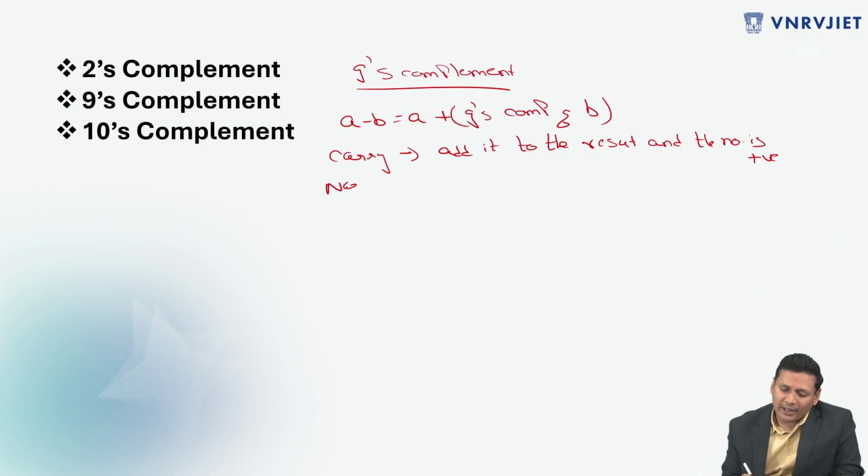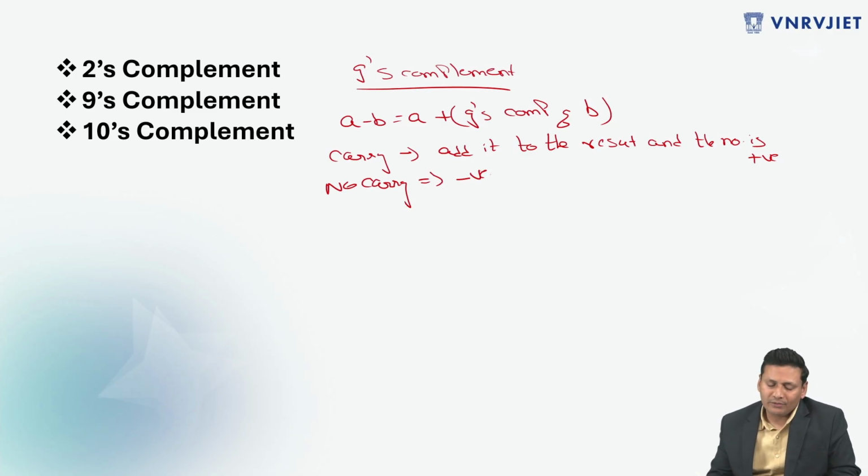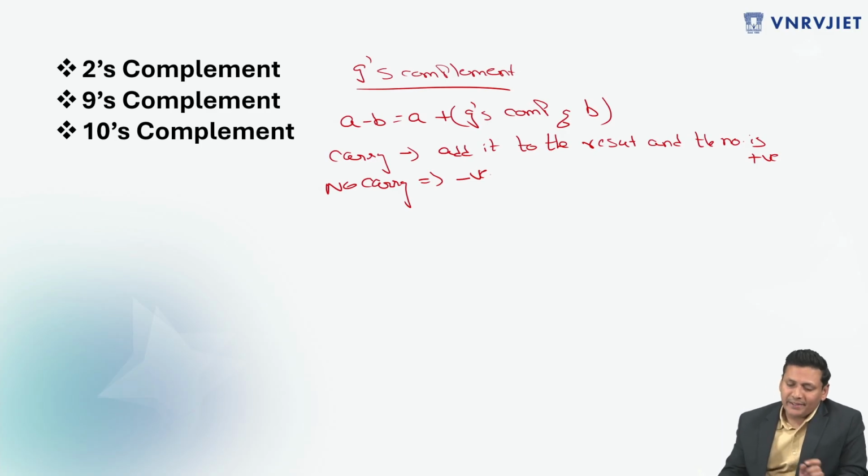Next, if there is no carry, that means the number is negative, and to find out the true answer, we have to take the nines complement. Now we will see what we mean by nines complement.